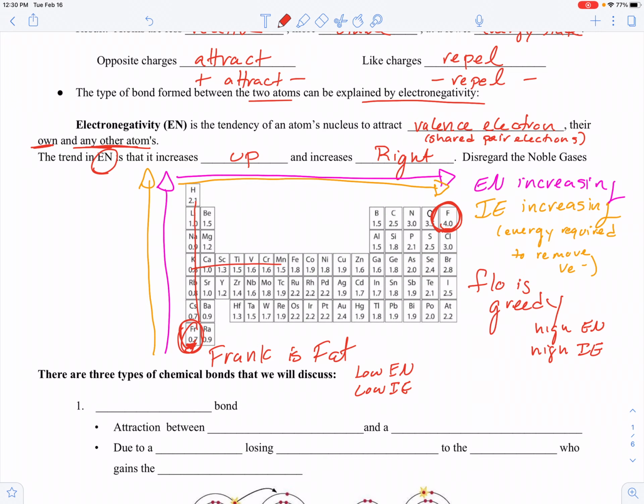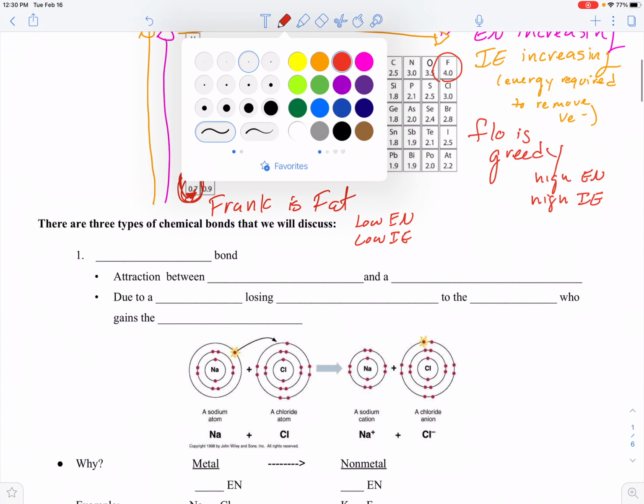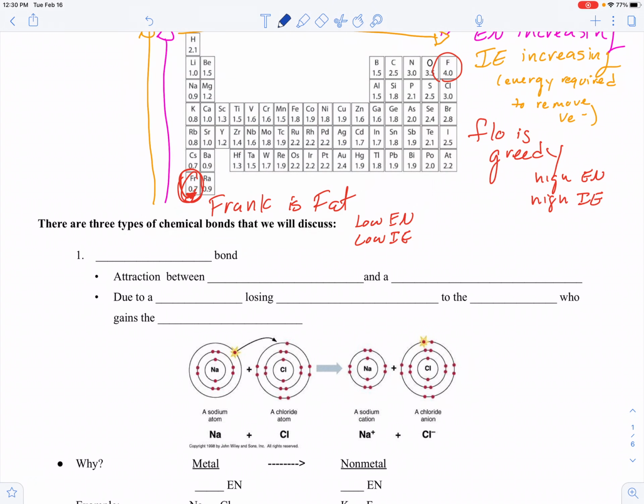And generally, as you move to the right, you will also see that those electronegativity numbers are increasing, fluorine having the highest electronegativity value of all. All right, so just a quick review of that. So we're going to go into our first type of bond, which are going to be ionic bonds. So that's the first one that we're going to learn about.